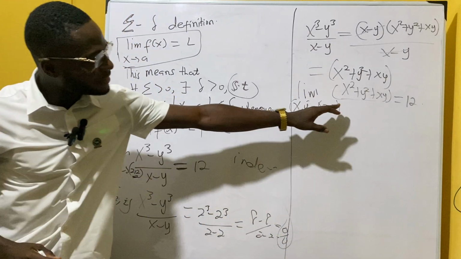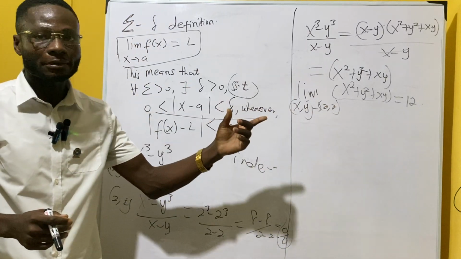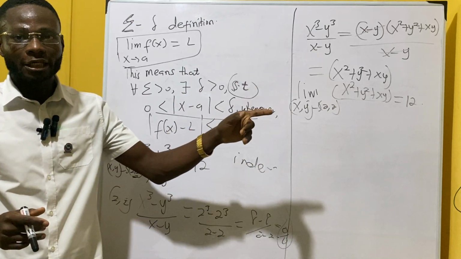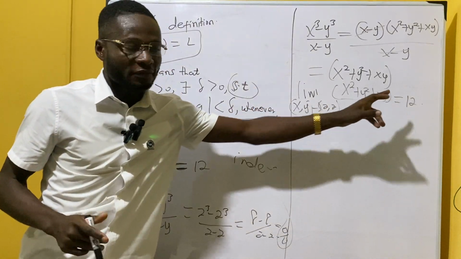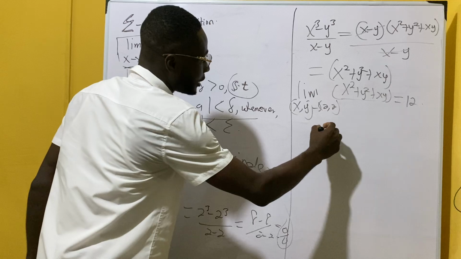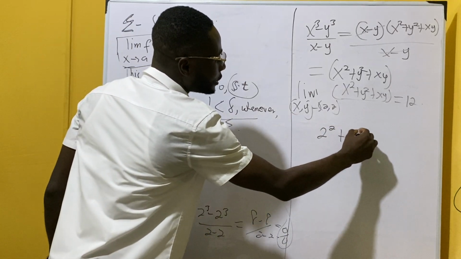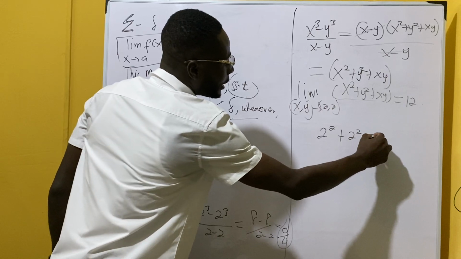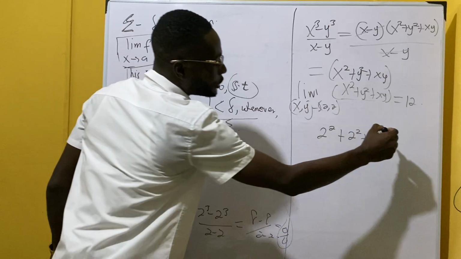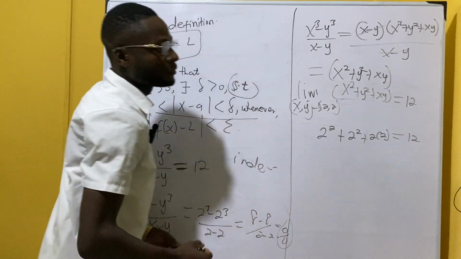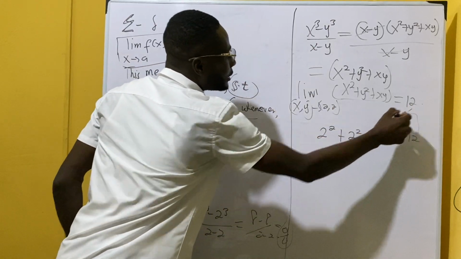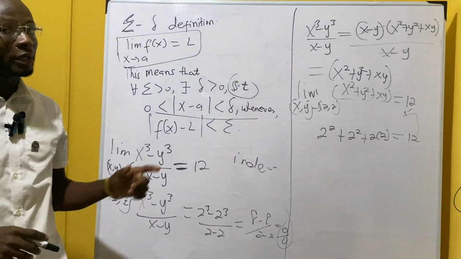This is the polynomial form. When we do direct substitution, we get the limit given, 12. Let's try that out: 2 squared, which is x, plus 2 squared, which is y, plus 2 times 2, and this is 12. So it has proven the limit that we were given.